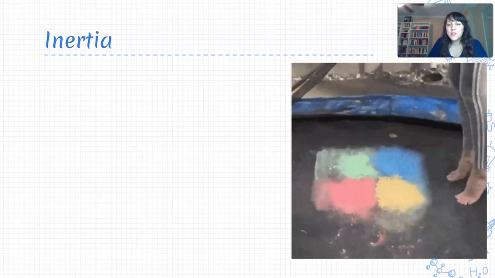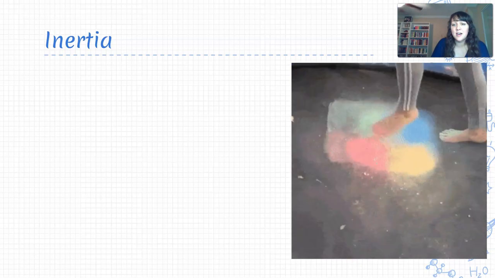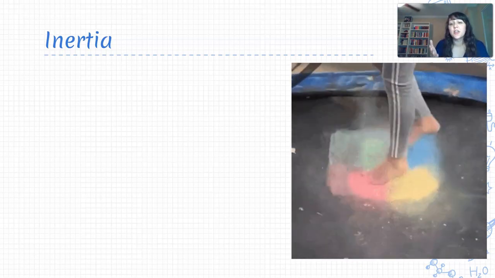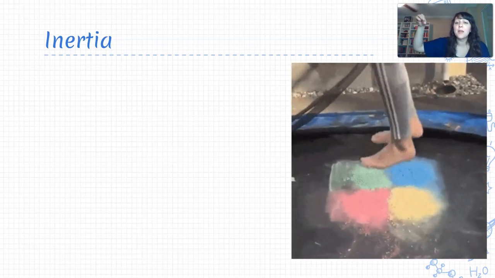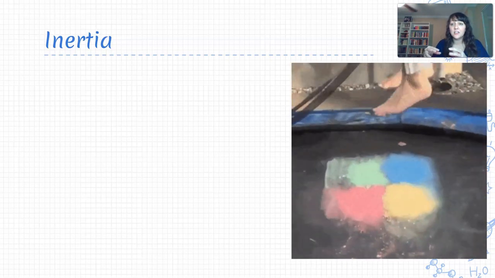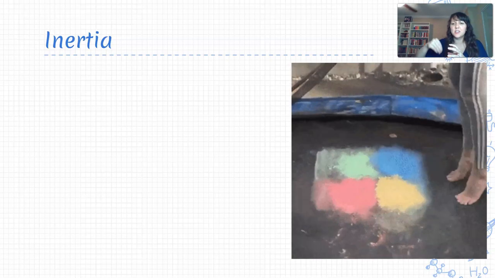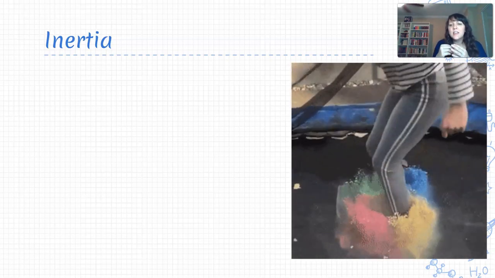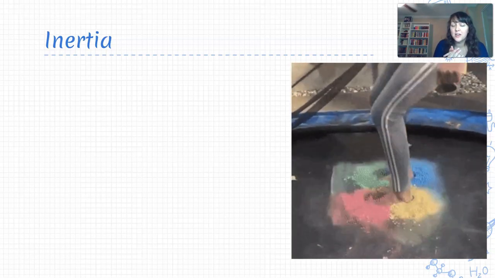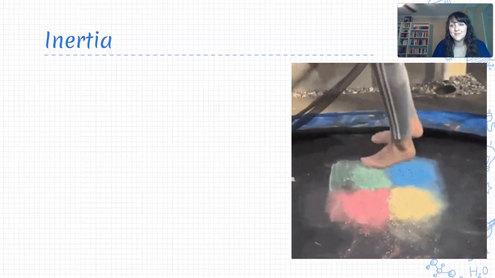So the first idea that I want to talk about here is something called inertia. And in this video that you see right here, you can see inertia in action. We've got a person jumping on a trampoline, and there is a pile of chalk powder, chalk dust, right there where the person is jumping into, and we can see the inertia of the chalk dust in action right here. So based on this demonstration, what do you think inertia is?